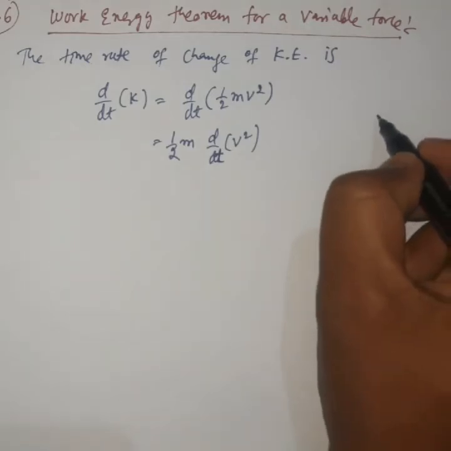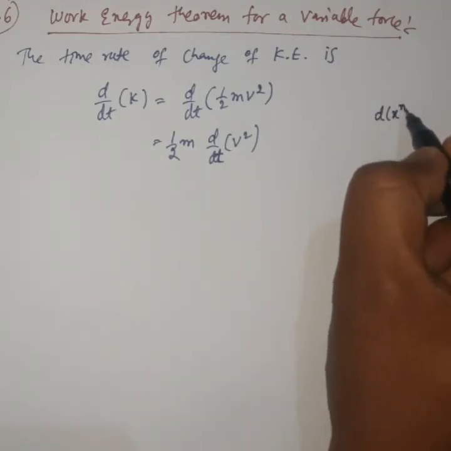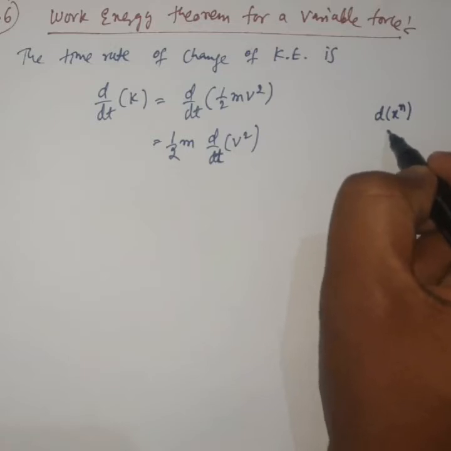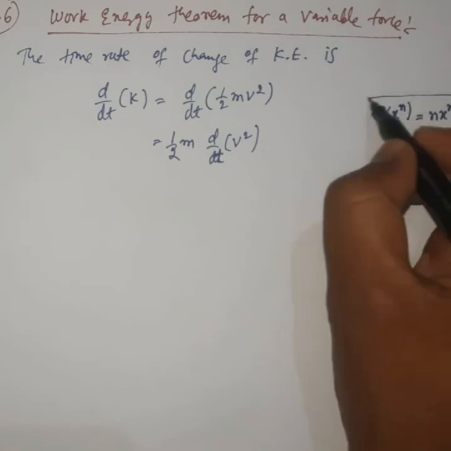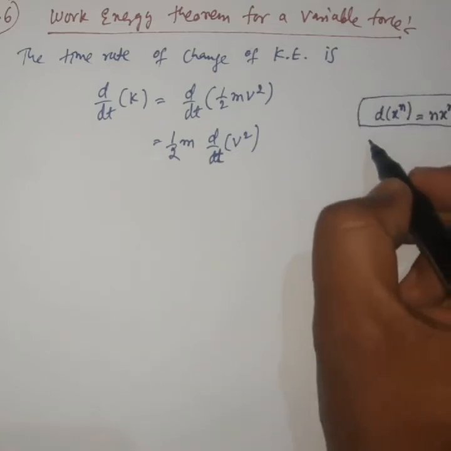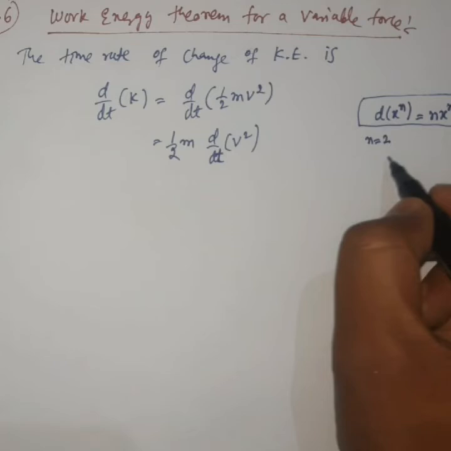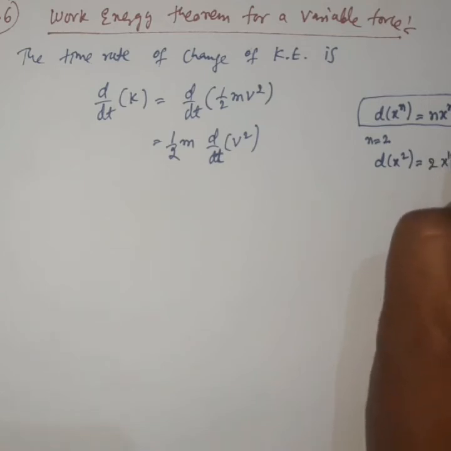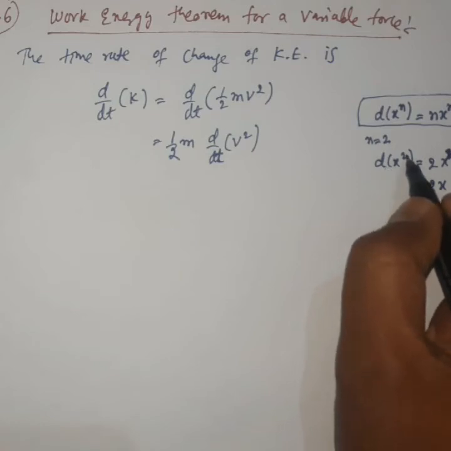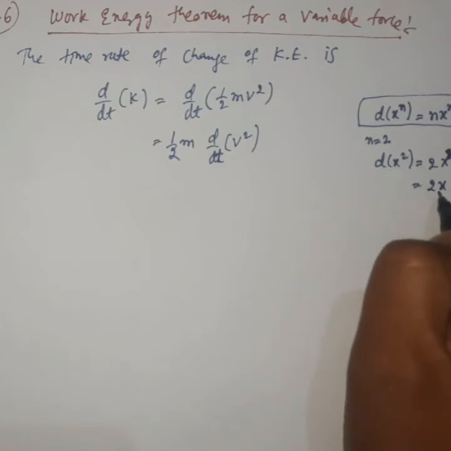We have a formula: differentiation of x power n with respect to x is equal to n into x power n minus 1. If n is equal to 2, differentiation of x square with respect to x is 2 into x power 2 minus 1, that is 2 into 1, so 2x. So the differentiation of x square with respect to x is 2x.